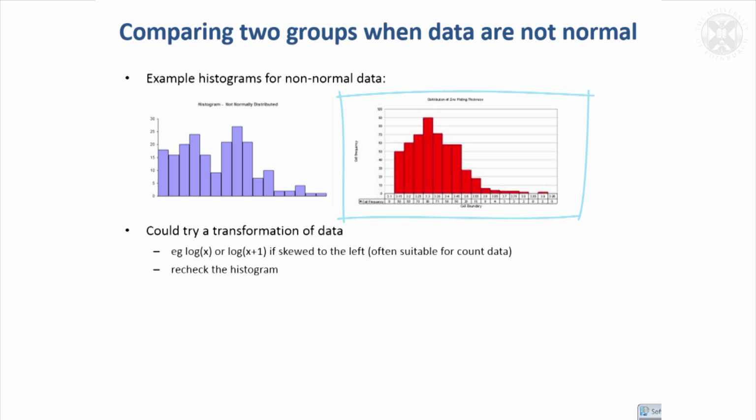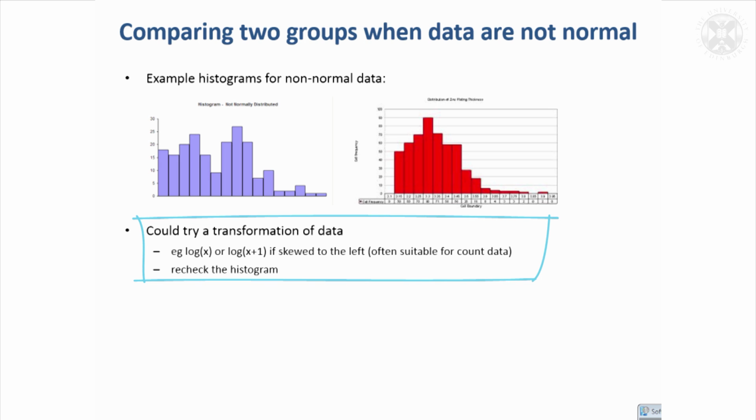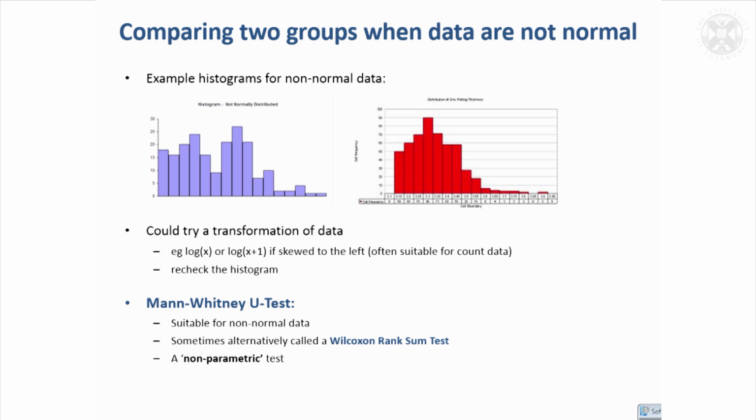So if you're in that situation, as I said, first of all, you might want to try a transformation of the data, such as using a log and rechecking the histogram, because it's always better if you can do a t-test. But if you just can't do that, you're going to have to move to the first of the non-parametric tests that we're going to look at.